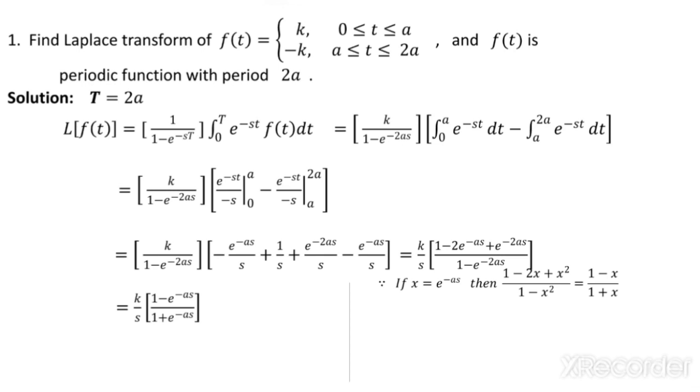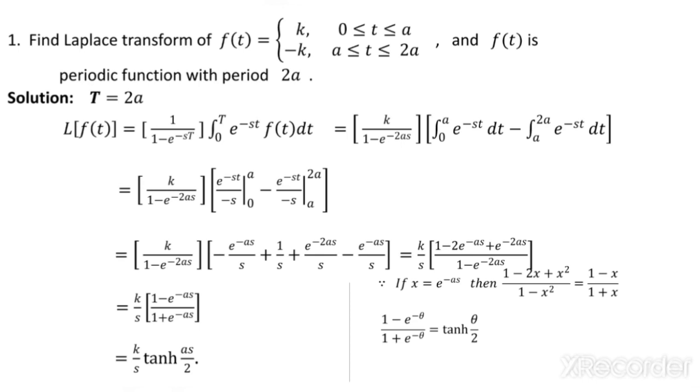Now students, I hope you remember that (1 minus e power minus theta) by (1 plus e power minus theta) is tan hyperbolic theta by 2. Here we have as in place of theta, so substitute back, we get k by s tan hyperbolic as by 2. So shall we move on to the next problem?